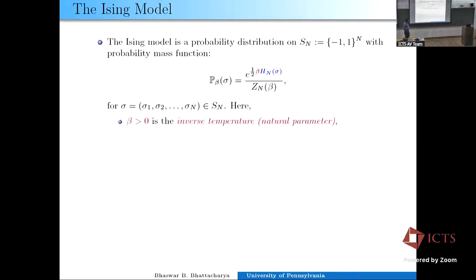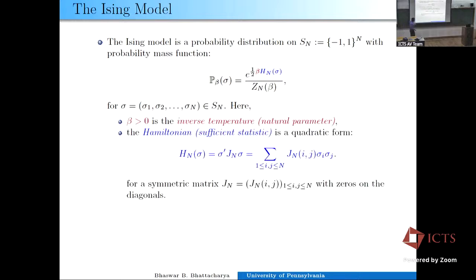So beta is a parameter. We will take beta positive. It's called inverse temperature, or in statistics, the natural parameter. H_n(sigma) is what's called the Hamiltonian. It takes a quadratic form, which is sigma transpose J sigma, which is that form. And J is the interaction matrix we will choose appropriately. And Z_n(beta) is the normalizing constant that you have to include to make that thing into a probability.